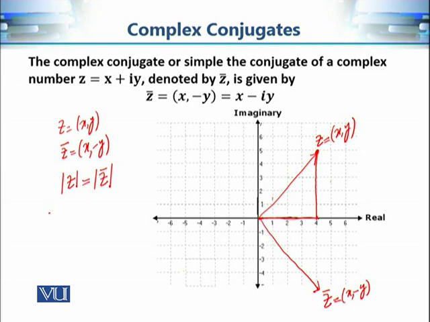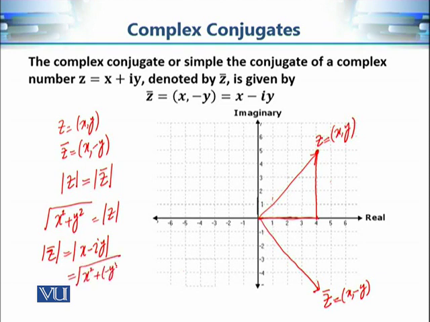So, since modulus of z is square root of x square plus y square, and we also know that if I calculate the modulus of z conjugate, which is in fact the modulus of x minus iota y, so this is going to be equal to square root of x square plus minus y square, and we know that minus y square is the same as y square. So in other words, we can say that this is the same as the modulus of z.